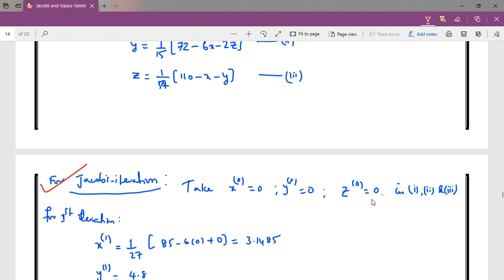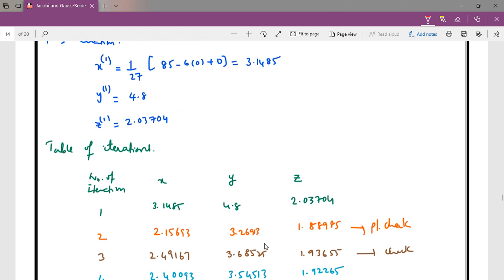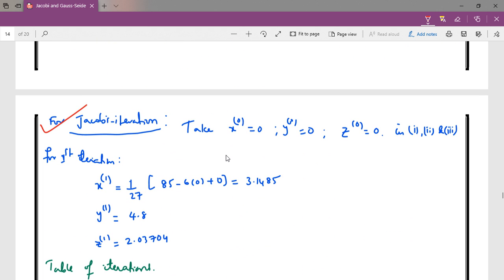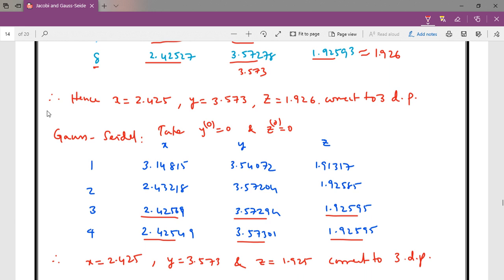In this method also, we have solved by Jacobi iteration as well as Gauss-Seidel. For Jacobi iteration, we have taken x0, y0 and z0 as 0. But for Gauss-Seidel, we only take y0 as 0 and z0 as 0. So here we don't want x0 in the Gauss-Seidel, we want only y0 and z0. Whereas in the Jacobi iteration we want all these three. So that is the difference between Jacobi iteration and Gauss-Seidel.